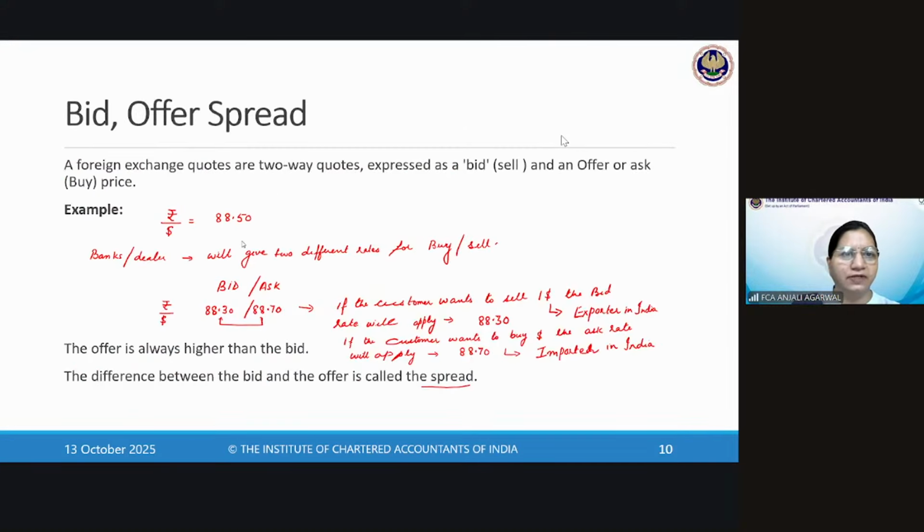So you have a difference between bid and ask. The foreign exchange quotes are two-way quotes which are expressed as bid and offer or ask. So what is your confusion, Prithviraj? Can you just unmute and explain and let me know what your doubt is? Can you unmute and tell me?